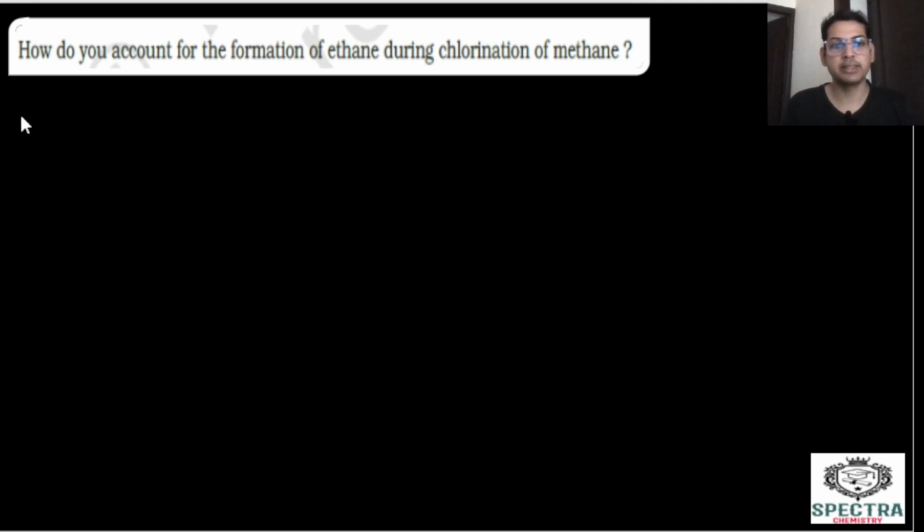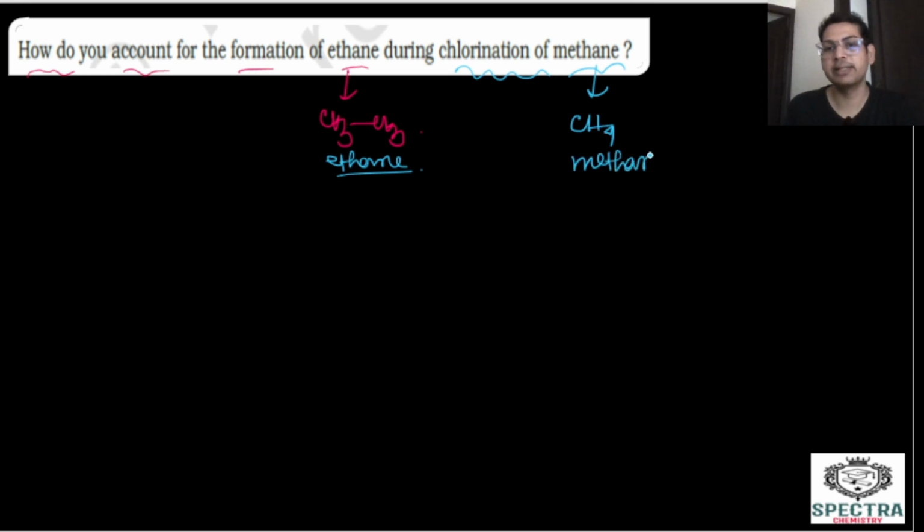The question is saying, how do you account for the formation of ethane? What is ethane? Ethane is CH3CH3, two carbons. Ethane is forming during chlorination of methane. Methane is CH4. The first thing that struck my head is that both of them are alkanes.